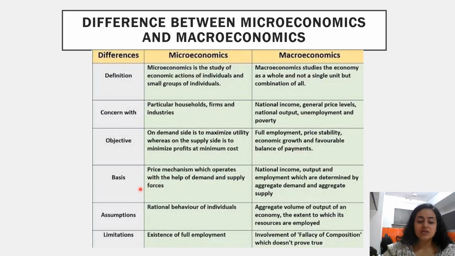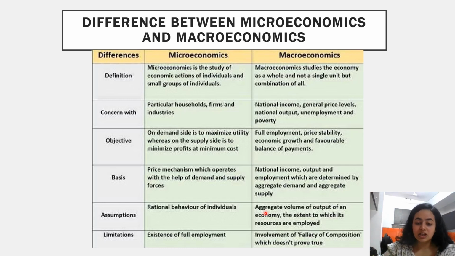The basis of study is that in microeconomics, the price mechanism operates with the help of demand and supply. At the same time, in macroeconomics, we operate with the help of aggregate demand and aggregate supply, which helps us to determine the national income, output and employment. In microeconomics, we assume that the individual consumer, producer or households are rational and take their decisions accordingly.